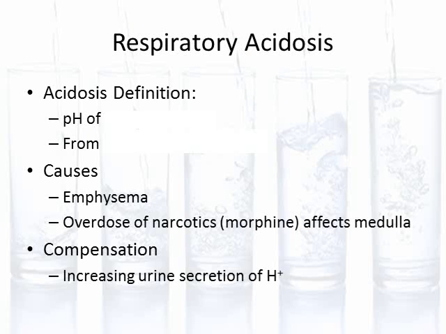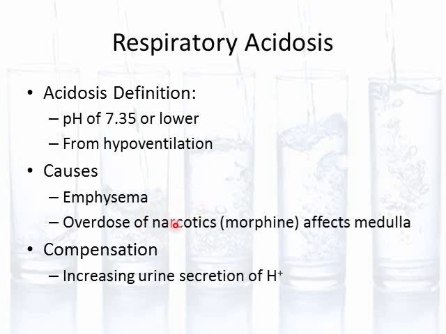Okay, so we're going to end this with just talking about respiratory and metabolic acidosis, as well as respiratory and metabolic alkalosis. Okay, so respiratory acidosis, the definition is a pH of 7.35 or lower that happens because of not breathing enough, hypoventilation. The two main causes of that are emphysema and taking too many narcotics. Narcotics like morphine affect the medulla and slow down its function and cause you to not breathe. That's how you can overdose on narcotics, you just stop breathing. And emphysema makes it hard to breathe and hard to push air out of the body, and so you can get a buildup of CO2 because of that.